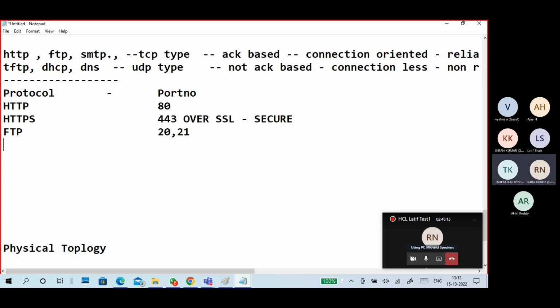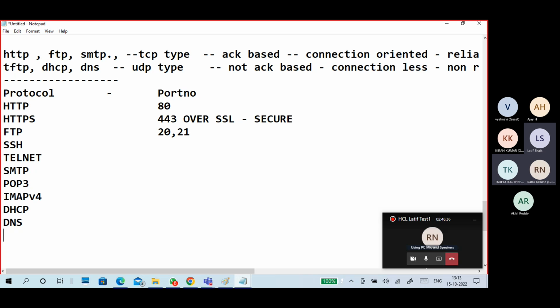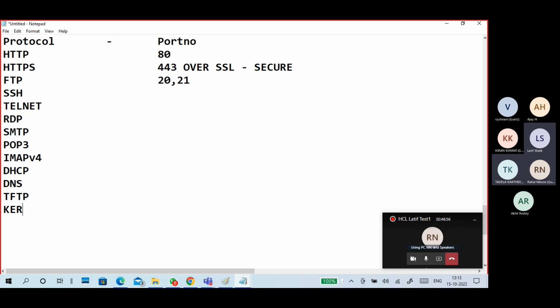FTP, SSH, Telnet, SMTP, POP3, IMAP version 4, DHCP, DNS, TFTP, RDP, Kerberos, LDAP, NTP, SNMP. These are regular protocols.